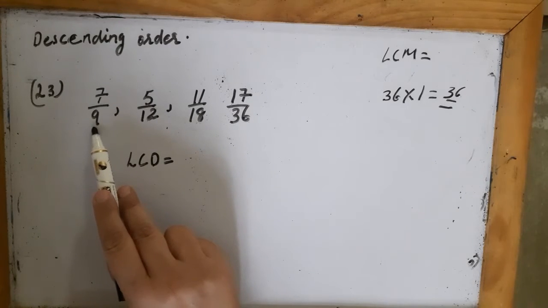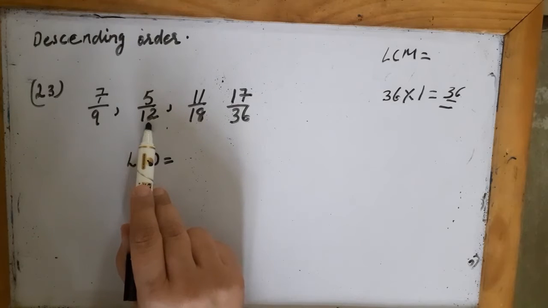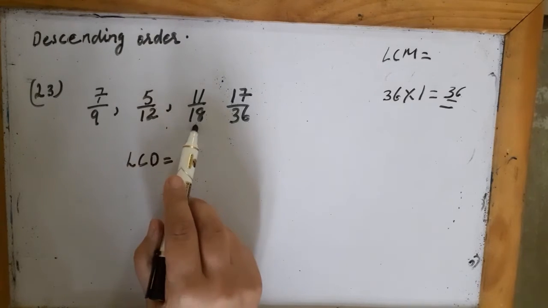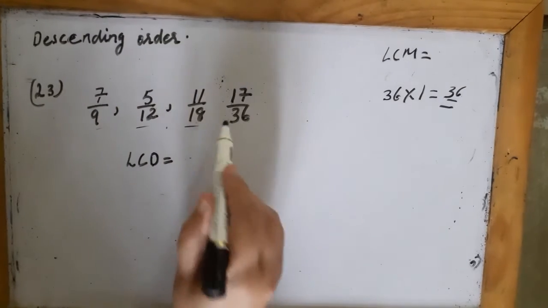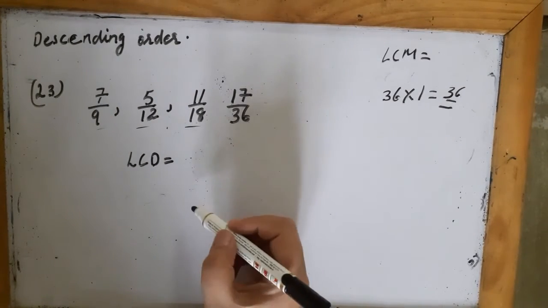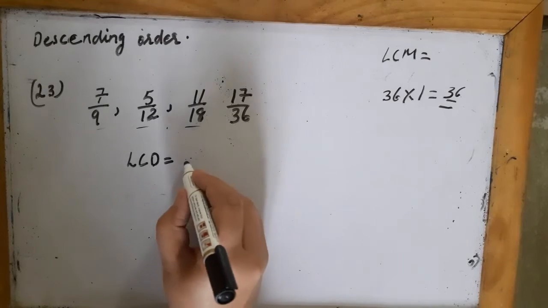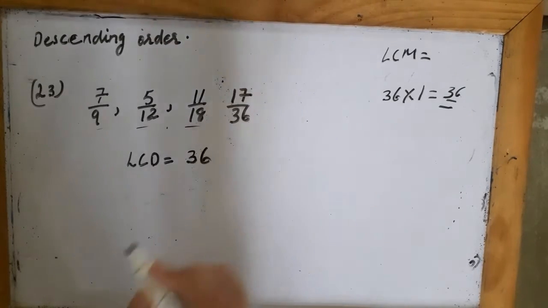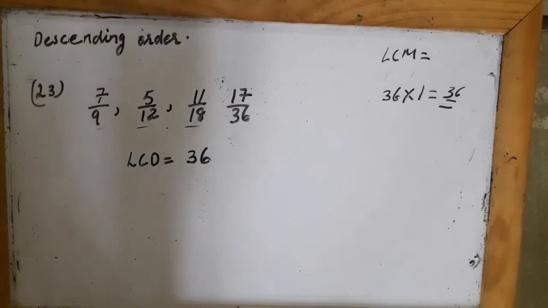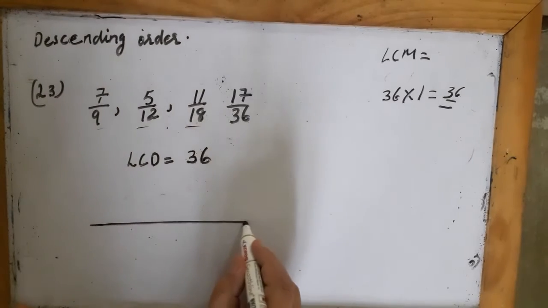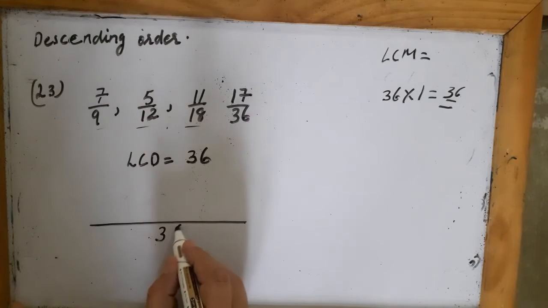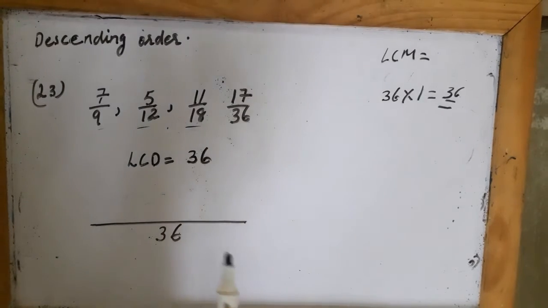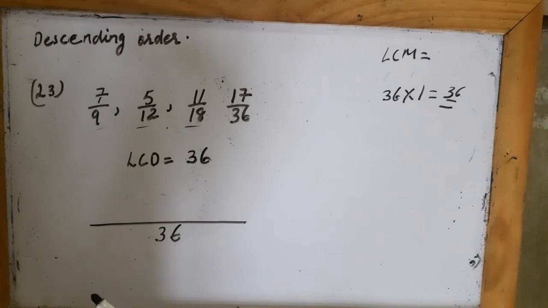9, yes, 9 fours are 36. 12 threes are 36, and 18 twos are 36. I get 36 on all these tables also, and 36 ones is 36 only. So it means my common denominator will be 36. So all these I will convert into like fractions, and they will all have the common denominator 36. Now I have to change the numerators also to get the equivalent fractions.